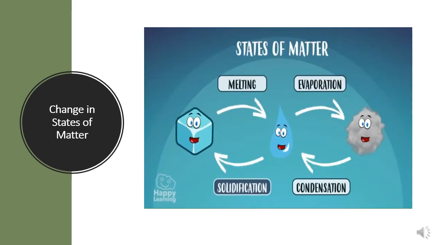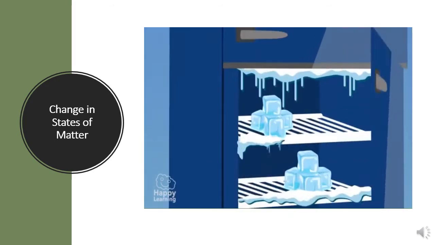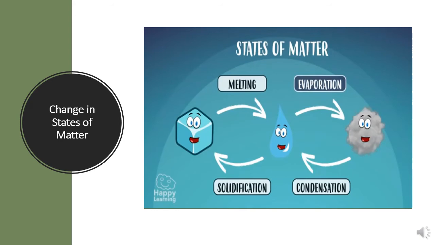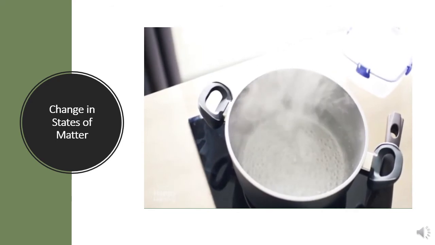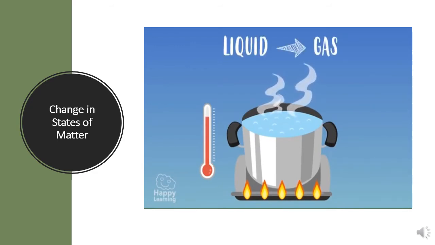Solidification is the opposite from melting. Matter changes from liquid to solid form. It happens when we put water in the freezer and it turns into ice. It goes from liquid to solid. Evaporation is when matter changes from liquid to gas. After liquids are heated, for example, when we boil water, it turns into water vapor. It turns from liquid to gas.